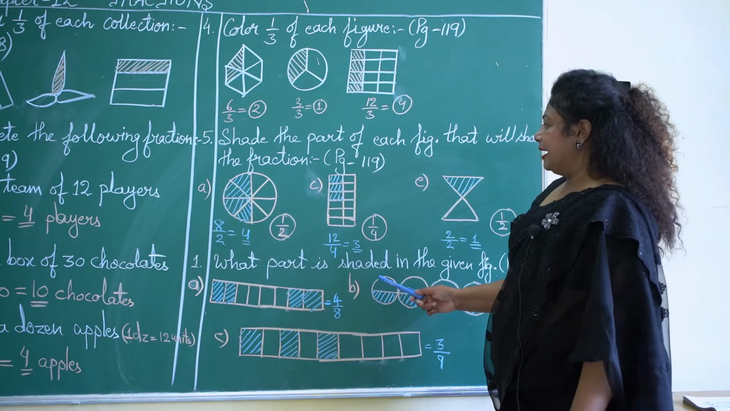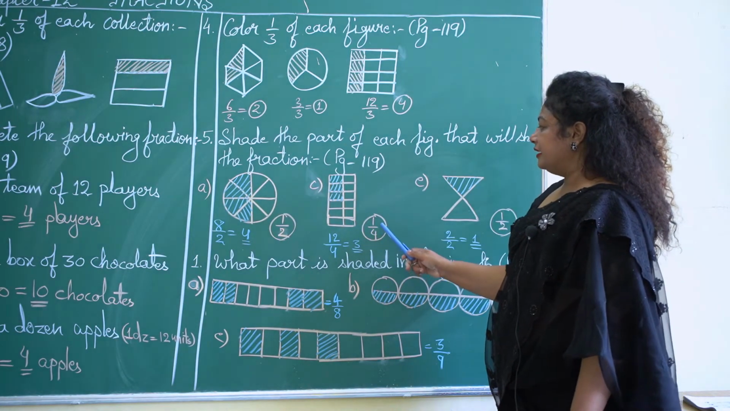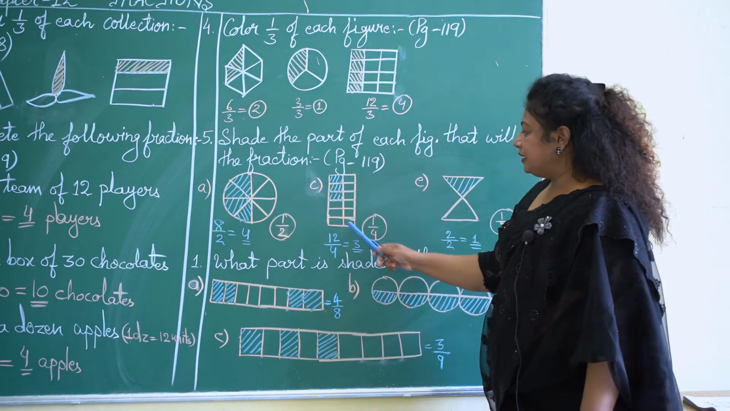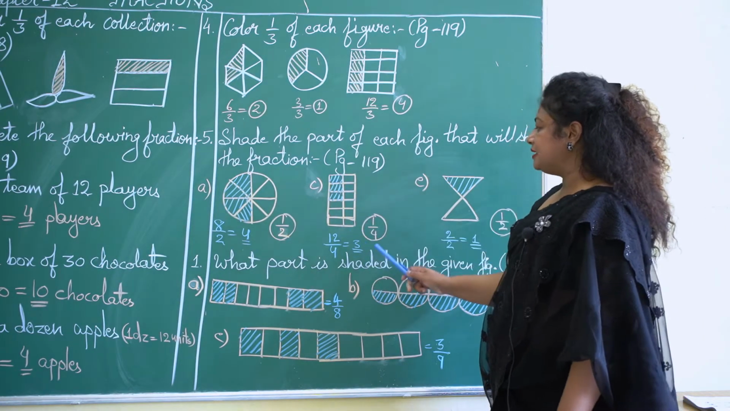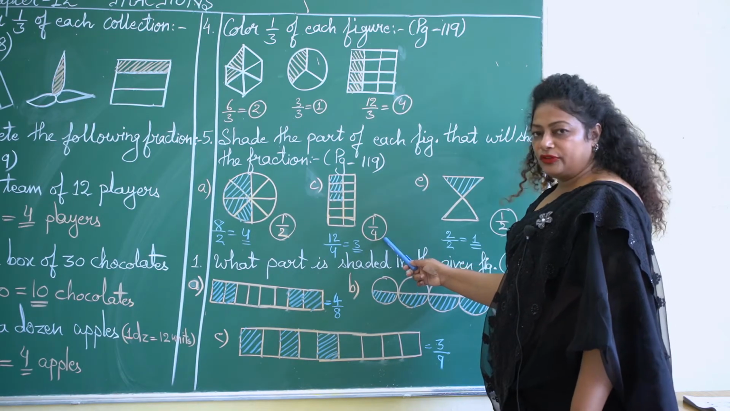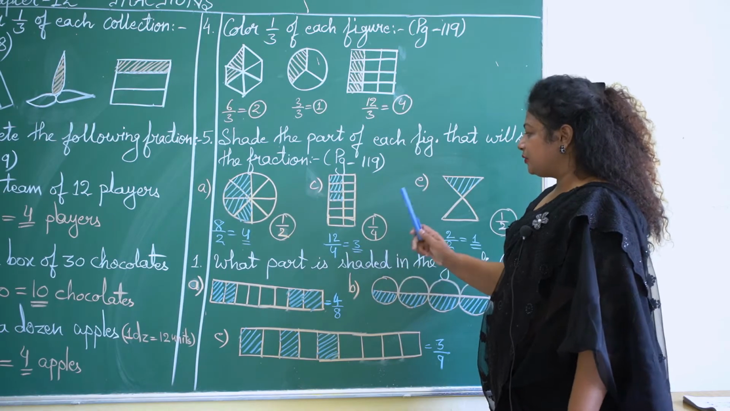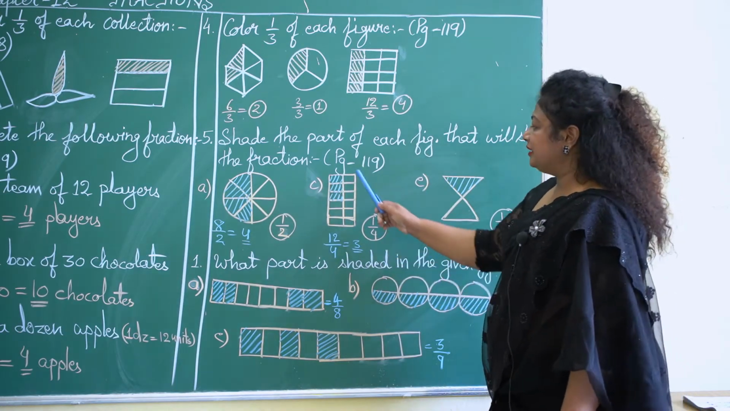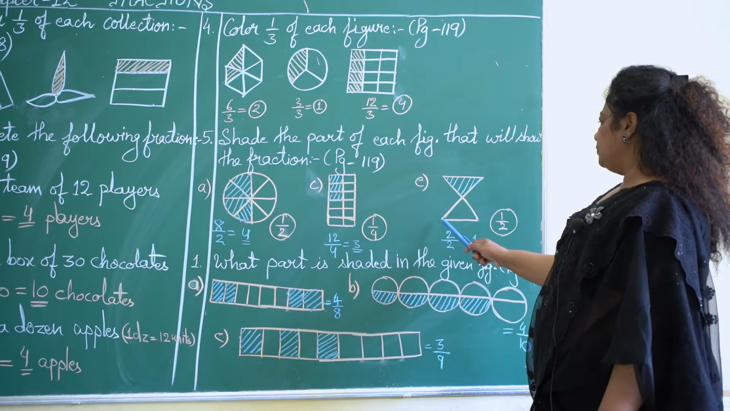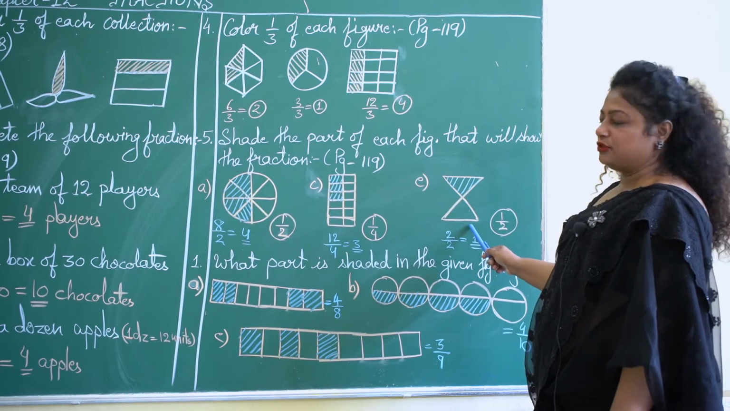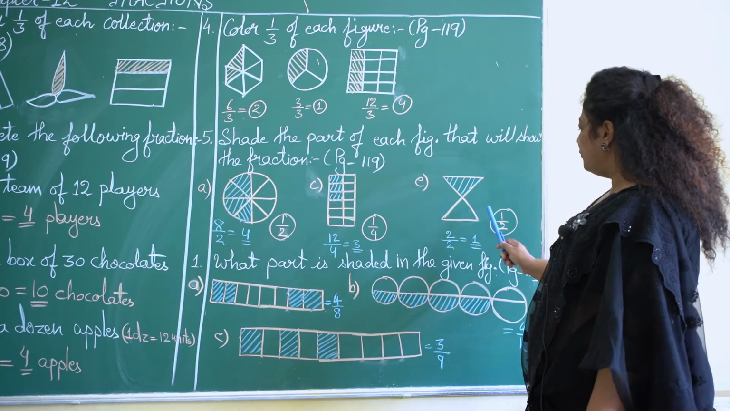In the similar manner, next figure is given to you, a rectangle. First we have to count in how many parts it is divided. It is divided into 12 parts, and we have to find 1/4 of the figure. So 12 divided by 4 will give you the answer 3. That means we have to shade 3 parts of this figure. Now children, E. In this you can see this shape is given to you, and in this shape only 2 parts are there, and we have to find the half of this part.